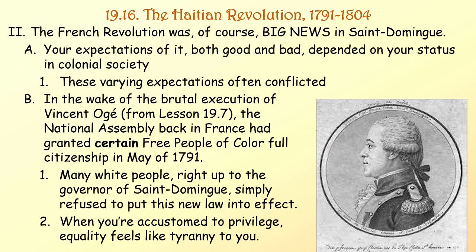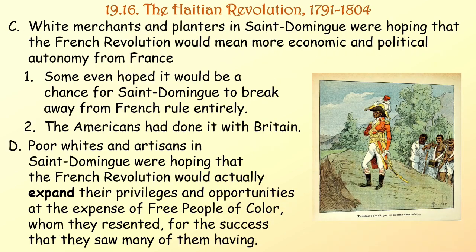The French Revolution was, of course, big news in Saint-Domingue. Your expectations of it, both good and bad, depended on your status in colonial society, and these varying expectations often conflicted. In the wake of the brutal execution of Vincent Ogé from Lesson 19.7, the National Assembly back in France had granted certain free people of color, as we saw, full citizenship back in May of 1791. Many white people, right up to the governor of Saint-Domingue, simply refused to put this new law into effect. When you're accustomed to privilege, equality feels like tyranny to you.